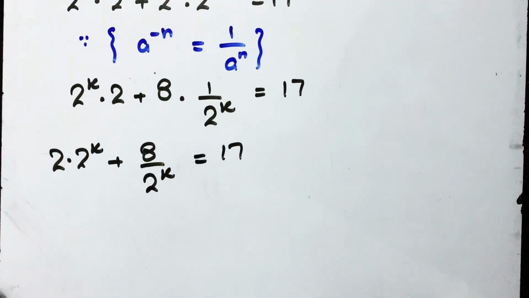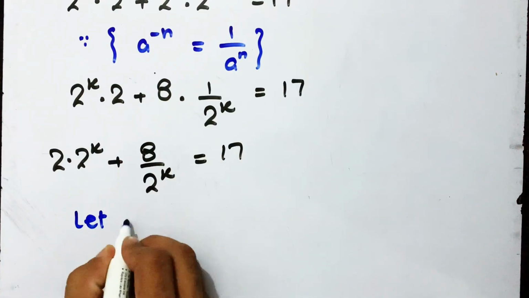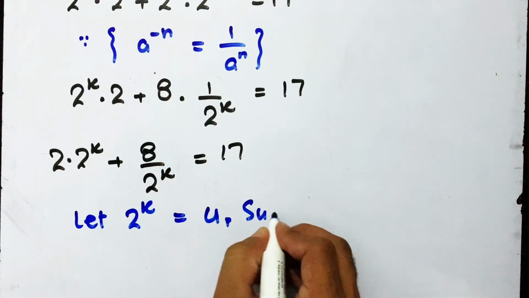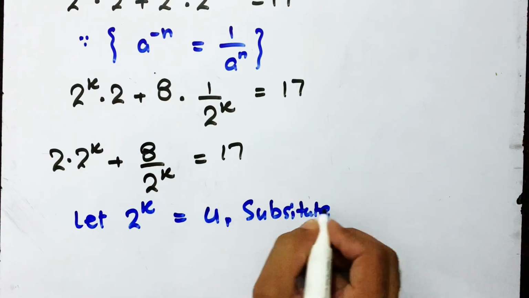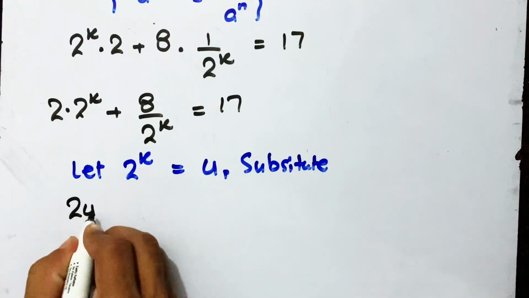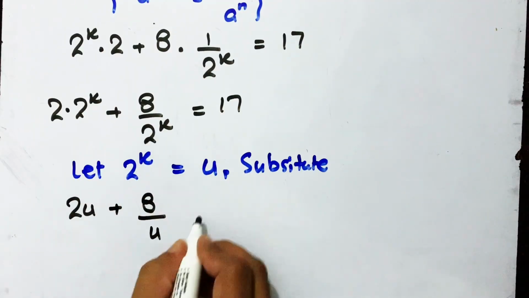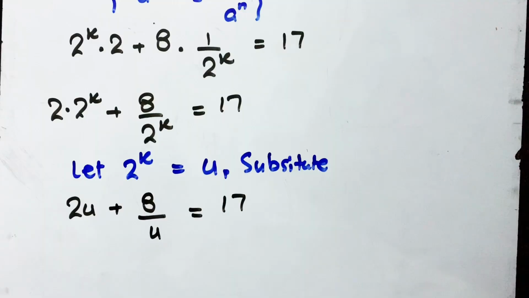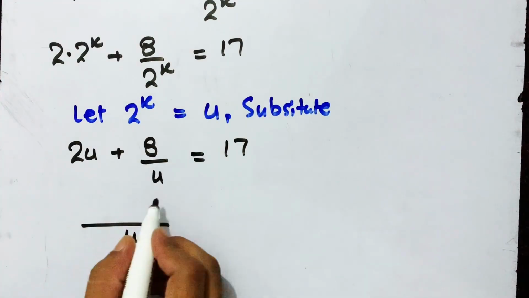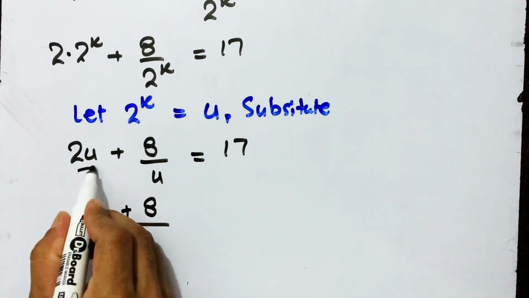Now the next step: let the value of 2 to the power of x equal u. Now substitute in the above equation. So the equation becomes 2u plus 8 divided by u equals 17. Now take the LCM here. The LCM is u.